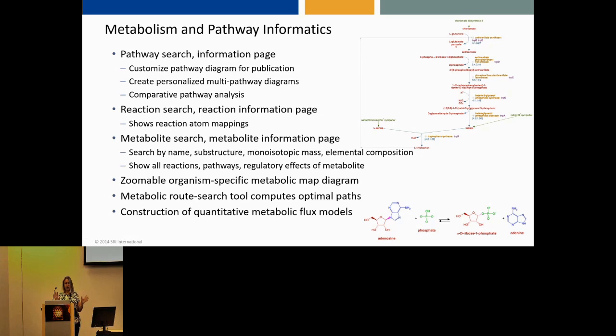We create organism-specific full metabolic maps, and you'll see an example of that in a couple of slides. We also have a metabolic route search tool where you can enter a starting metabolite and an ending metabolite, and we'll try and search for likely paths between them. And then we also have the ability to build quantitative flux balance models.